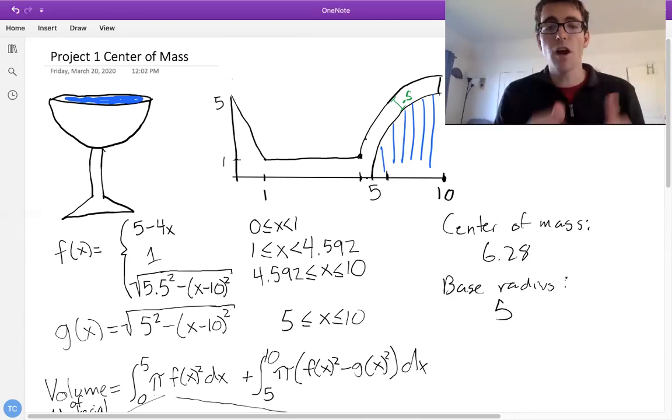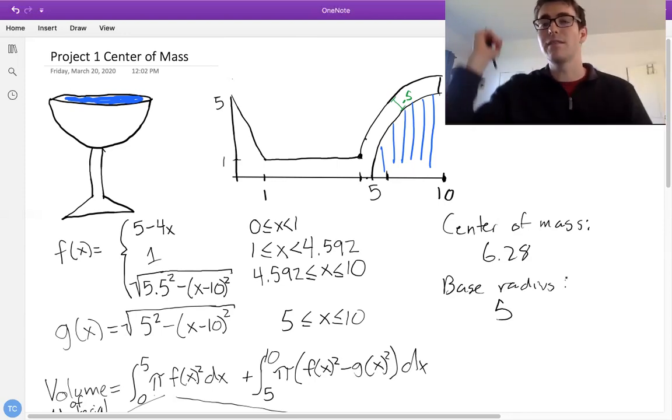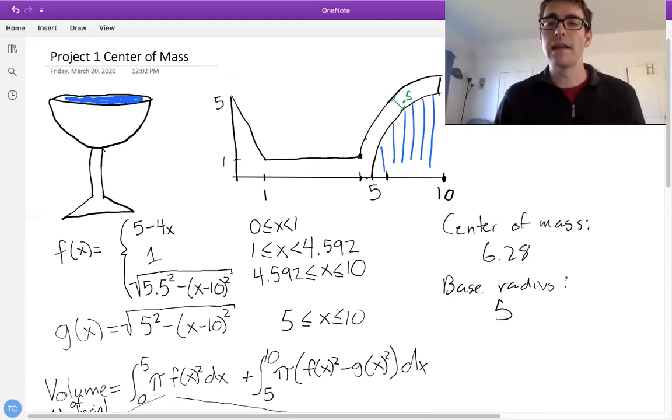Okay. As far as the project goes, you want to say that in a sentence or two, and then reference some of these calculations. This is what I'm looking for when I say I want the ratio of the height of the center of mass to the radius of the base to be no more than 3 to 1. That's what I'm talking about.